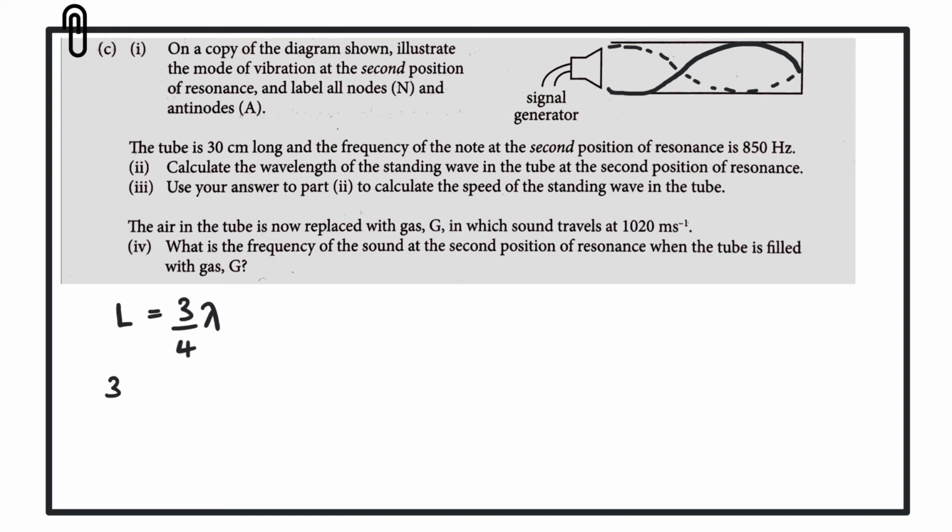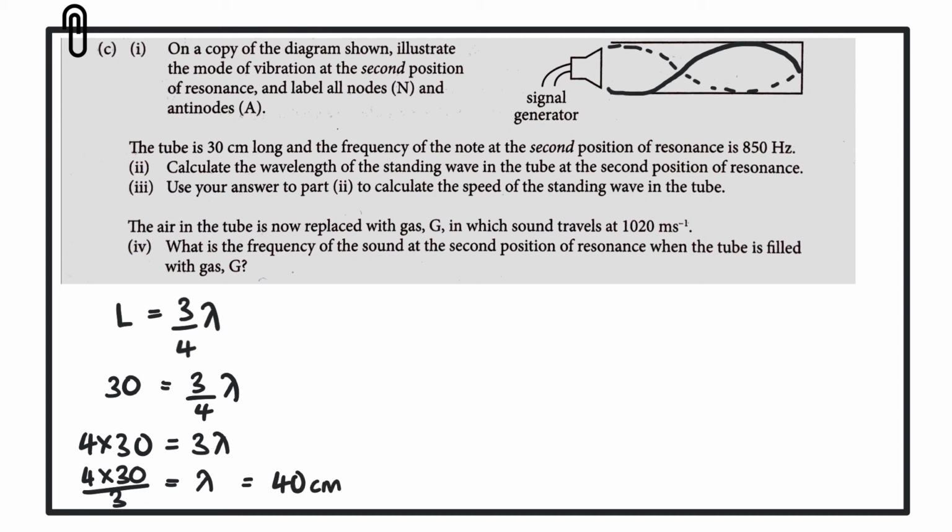So if the tube is 30 centimetres long and that is equal to 3/4 of a wavelength, we can just manipulate this equation so that we end up with lambda equals. I'll bring the 4 to the other side, so we have 4 multiplied by 30 is equal to 3 lambda, and I'll need to get rid of that 3. So we have 4 times 30 divided by 3 is equal to lambda, and that gives us an answer of 40 centimetres. So that fixed tube, which has a length of 30 centimetres, shows 3/4 of a wavelength, which means the wavelength is 40 centimetres.